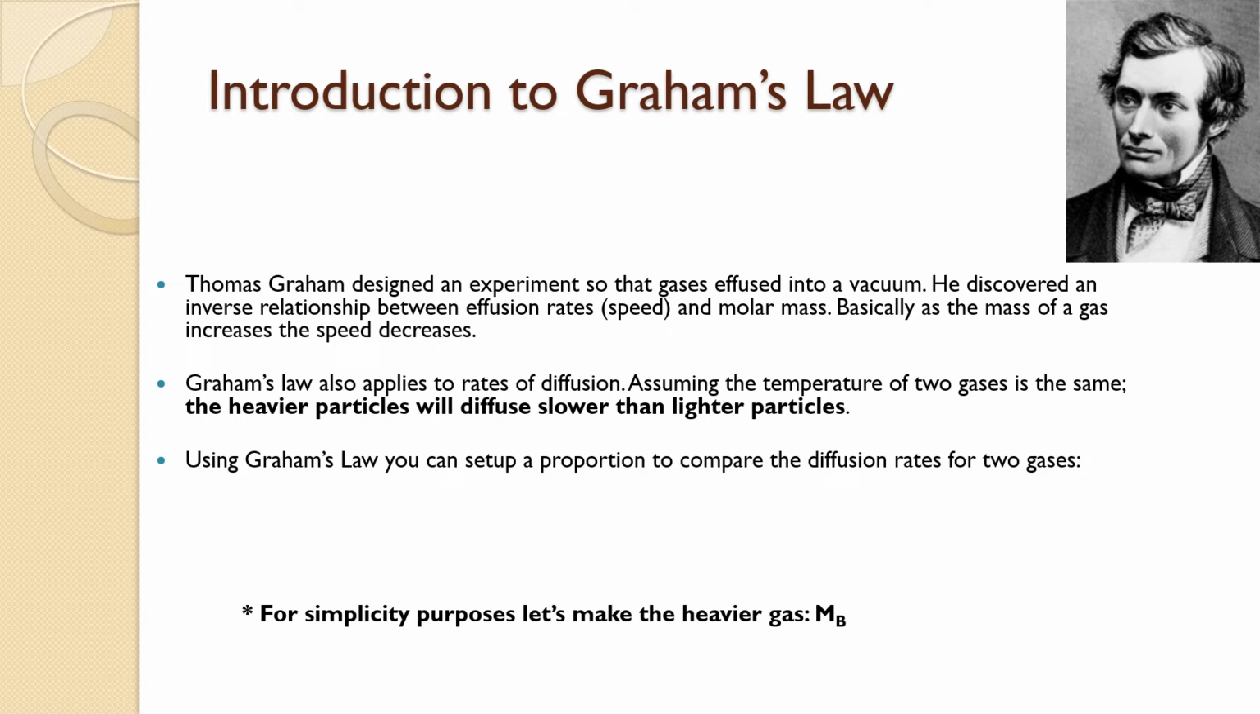The equation is as follows. The rate of A over the rate of B equals the square root of the molar mass of B over the molar mass of A. For simplicity purposes, let's make the heavier gas the molar mass of B. This way, whenever you do these equations, you should end up with a rate that is a whole number.